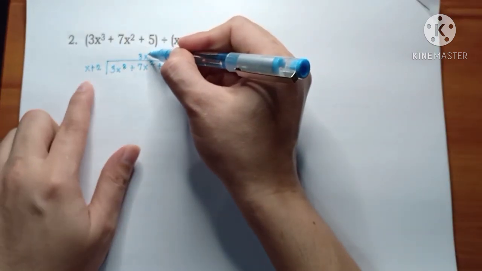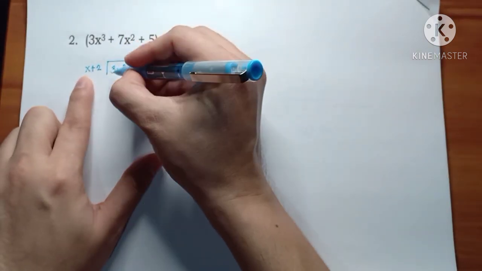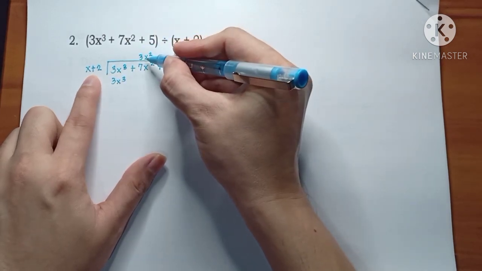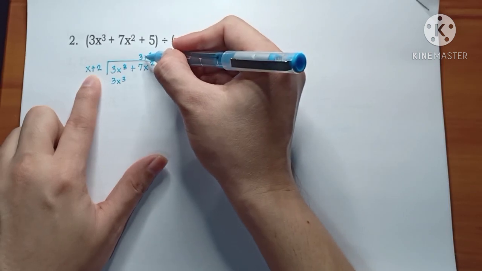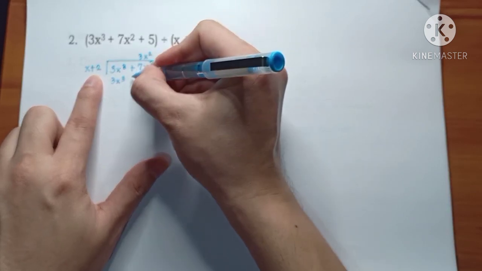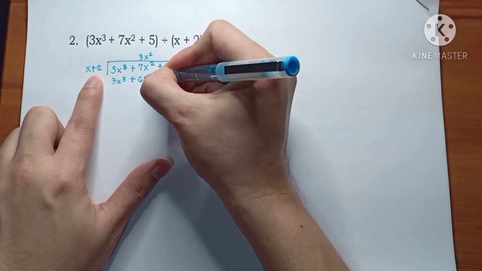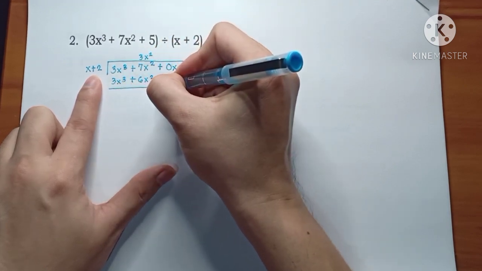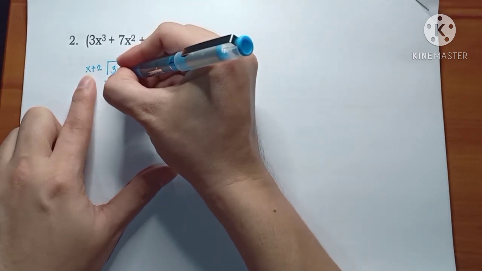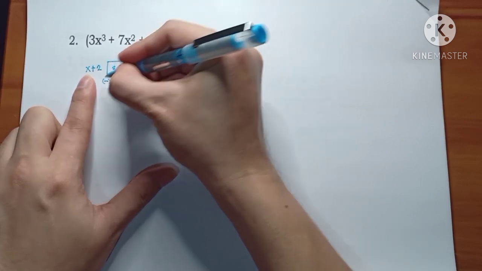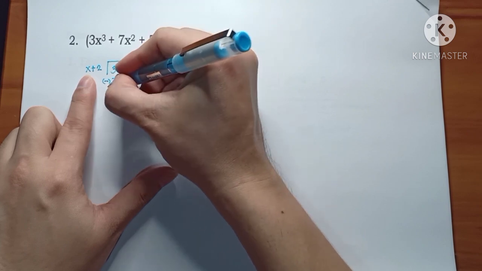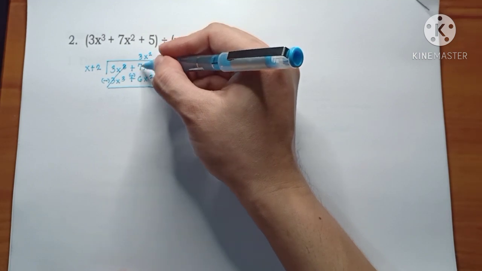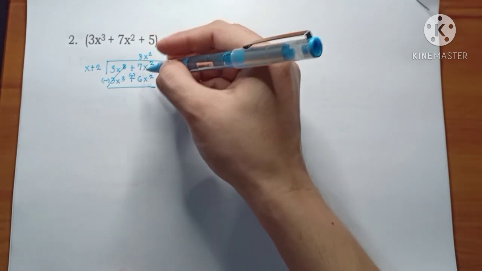So, 3x squared times x is 3x cubed. 3x cubed, and then saka natin multiply ito sa constant. 3x squared times 2 is plus 6x squared. Then subtract. So pag subtraction, change the sign. So maging negative na ito, maging negative na ito. So this is cancelled out. So 7 minus 6 is 1. So that is x squared.